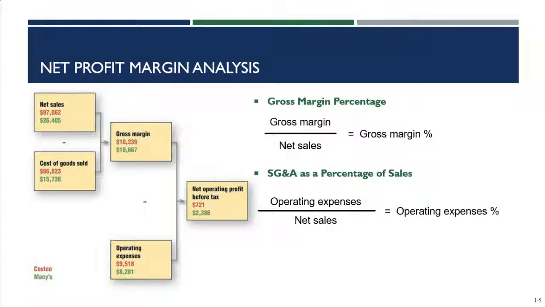We took our $9,518 over $97,062. And for Macy's, you should have gotten 9%. You take operating expenses, which is $8,281, and you divide that by net sales of $26,405.